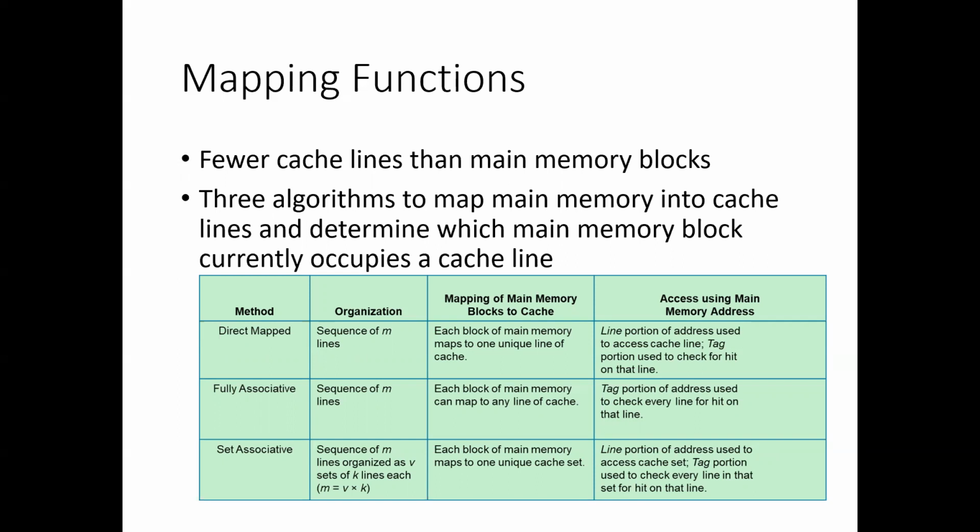So direct mapping: each block of main memory maps to one unique line in the cache. That's a fairly straightforward one. Associative: each block of main memory can map to any line in the cache. That one, the algorithm is a bit trickier to implement, but it allows us some different efficiencies. And then set associative: each block of main memory maps to one unique cache set.